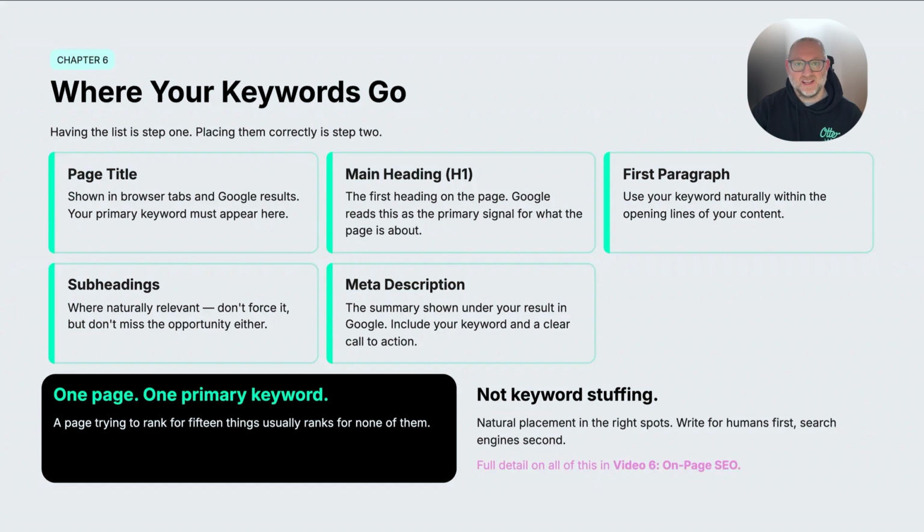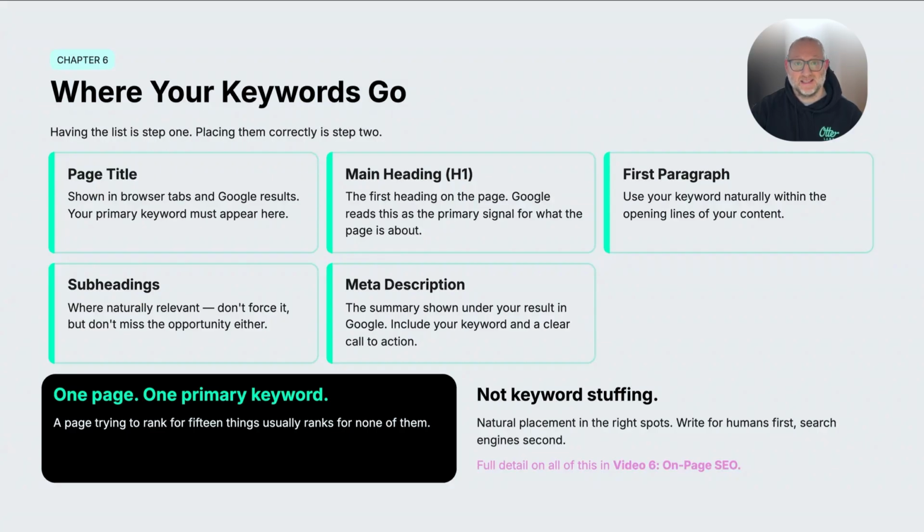Your keywords need to appear in specific places on your website. Not everywhere, not crammed into every sentence until the page reads like a robot wrote it. That's called keyword stuffing, and it's not great. It actually hurts your rankings. So these days, Google is far too smart for that now.